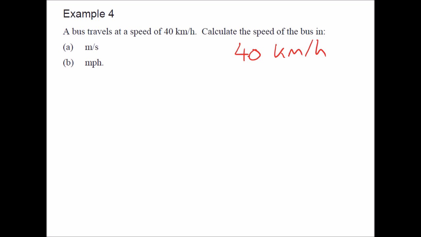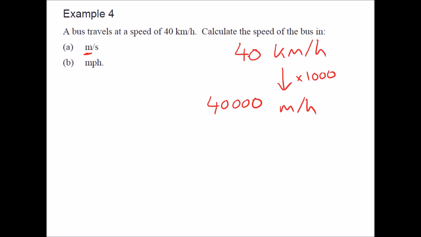Well, we know there's 1,000 meters in a kilometer. So we're going to multiply that by 1,000. What that'll do is get the 40 kilometers per hour into meters per hour. So of course, that is 40,000. So we've got 40,000 meters per hour. Now there's the meters part. Happy with that. We now have to get it into seconds.